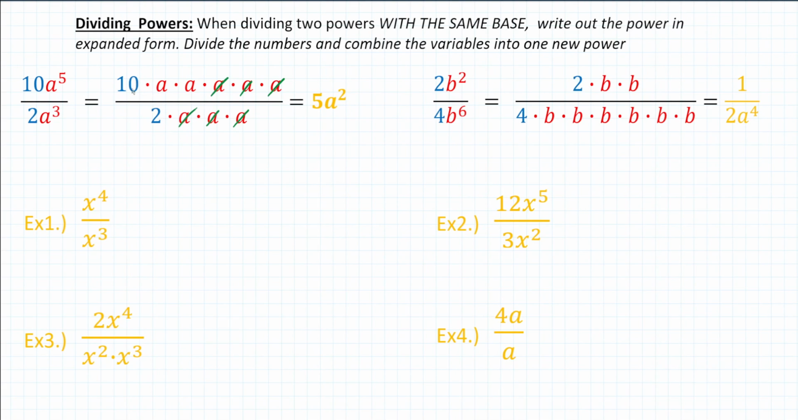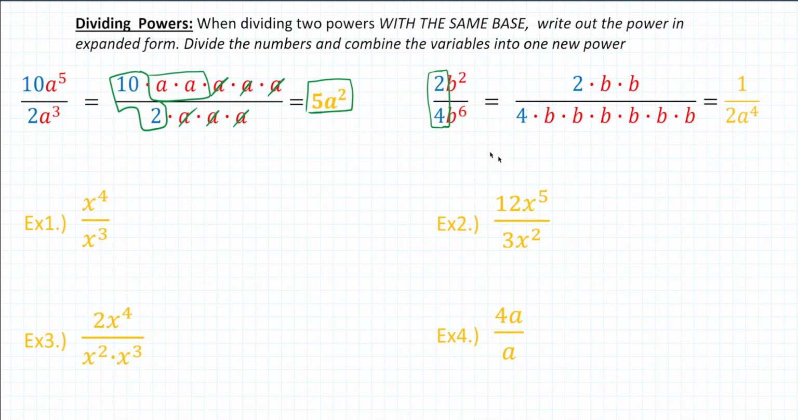That leaves us with 10 times a times a divided by 2. Then we divide the coefficients, 10 and 2, and we get our new answer. 10 divided by 2 is 5, and then I only have 2 a's left over, so a squared. 5a squared. Bamskis.